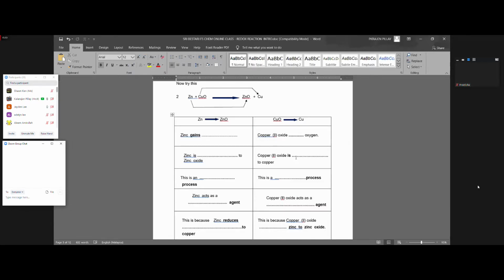Understand? Okay. Copper 2 oxide is what? Reduced. Reduced. Okay. What process is this, Viren? Oxidation. Oxidation process. You can see because zinc gains oxygen. What process is this? Reduction.